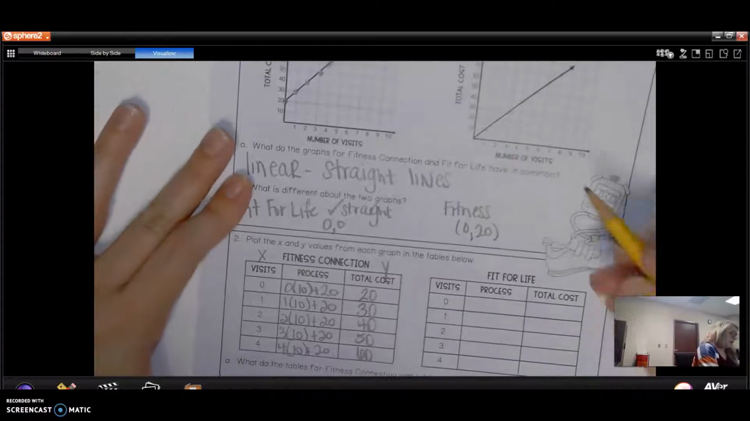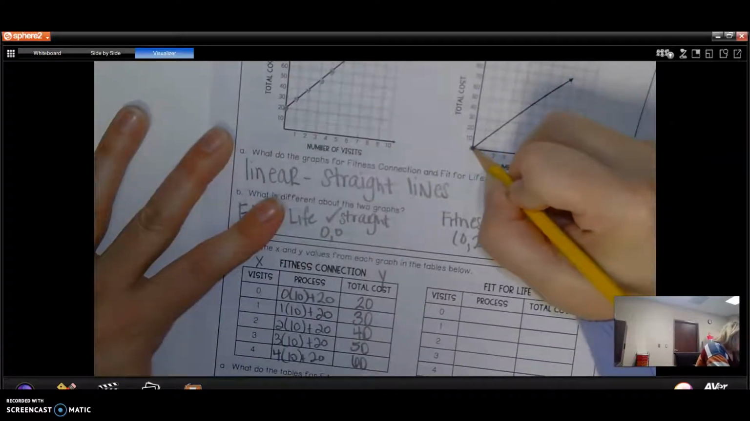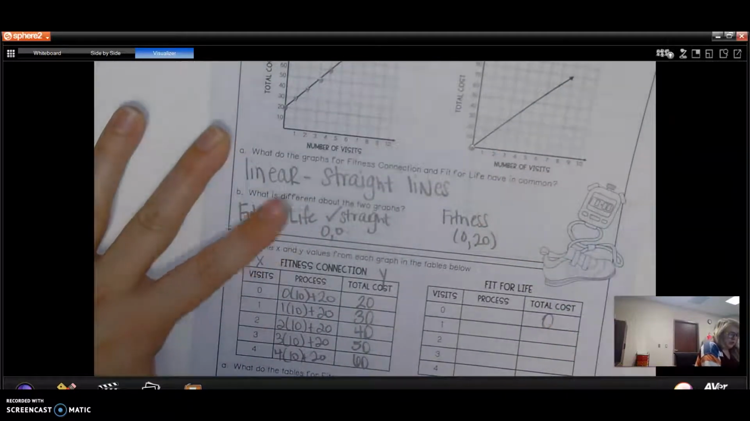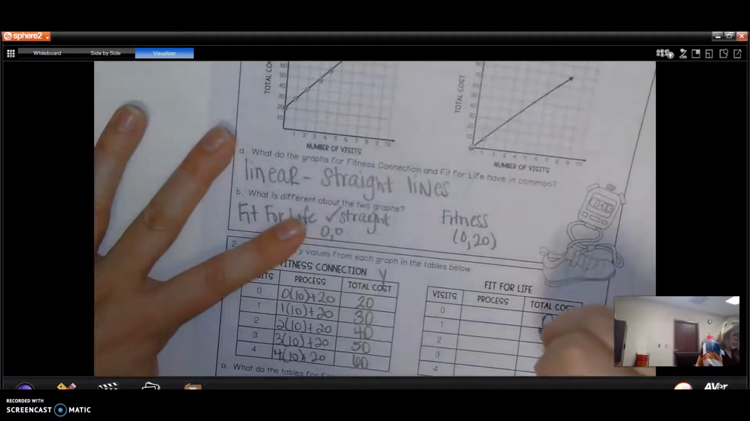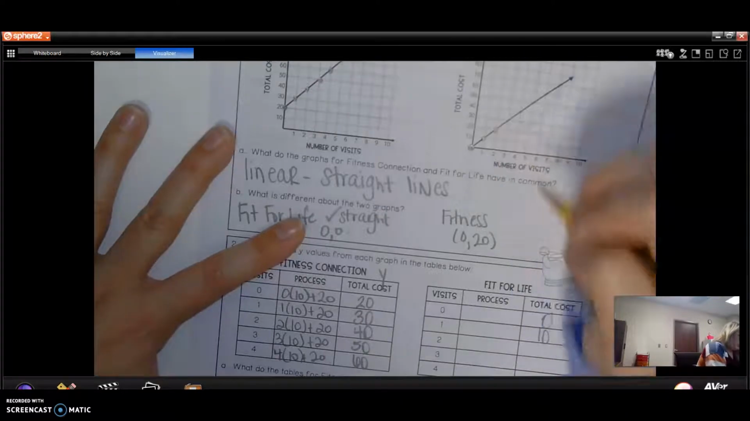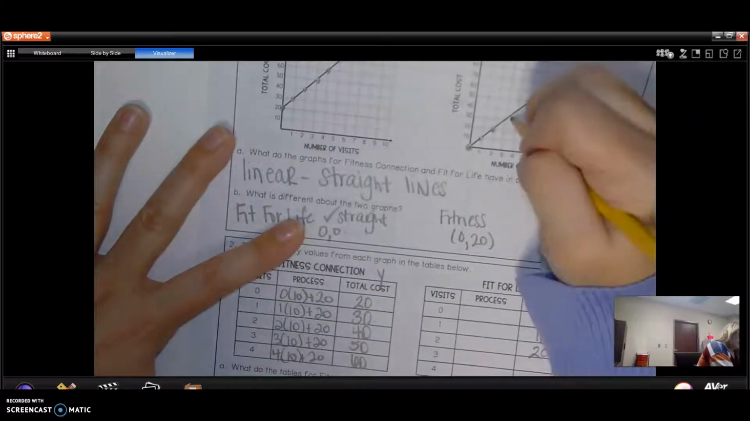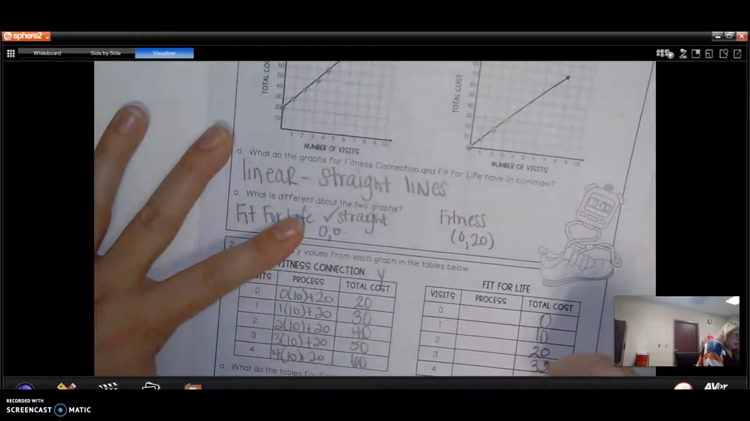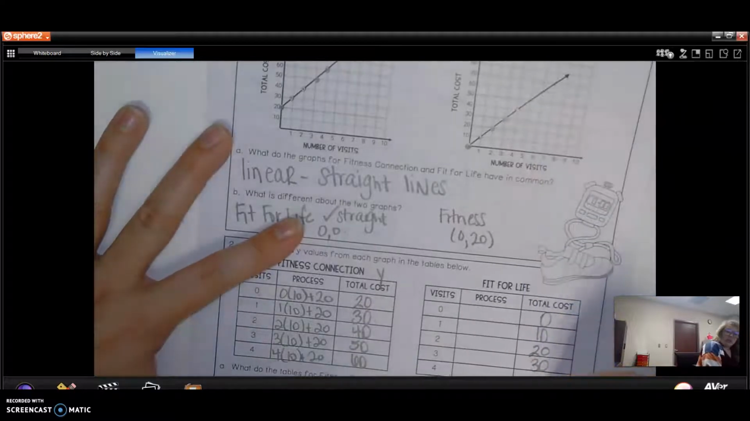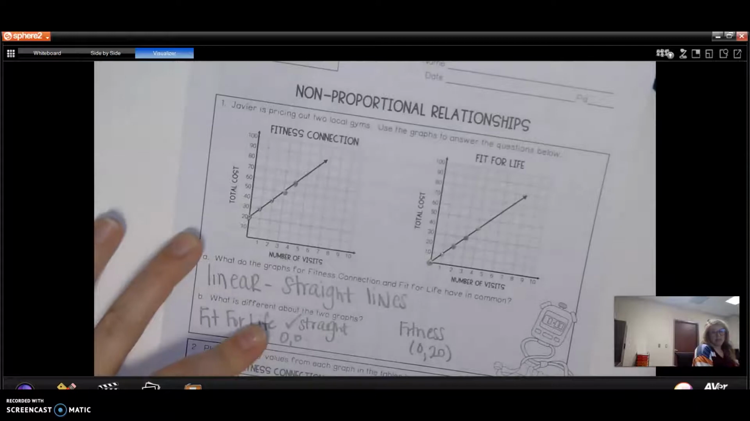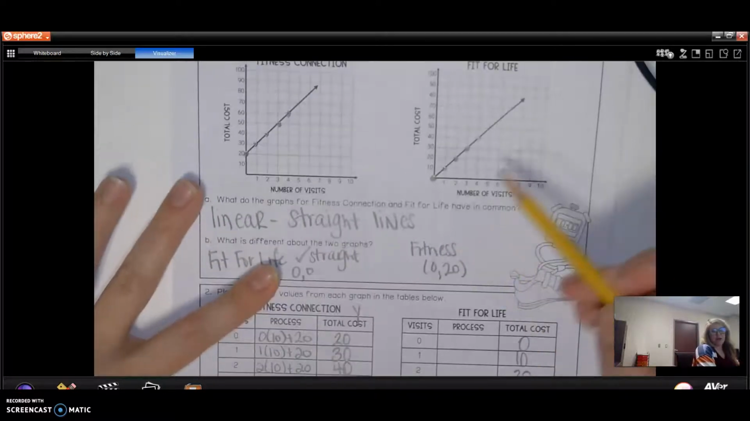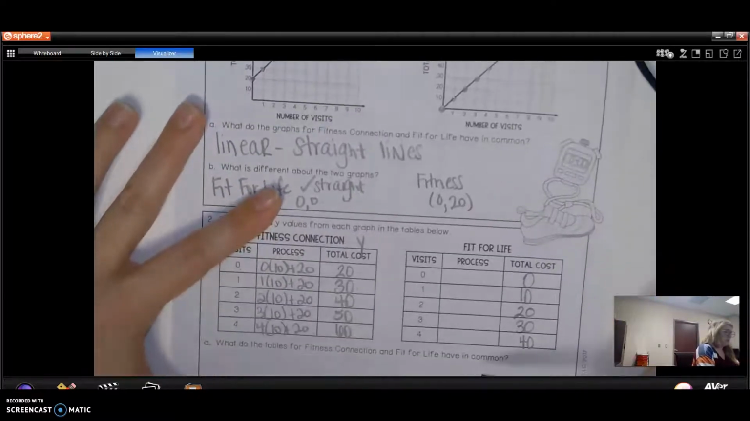Now over here, I have spent $0 if I have 0 visits. For 1 visit, it costs me 10. For 2 visits, it costs me 20. For 3 visits, it costs 30. And for 4 visits, it costs 40. Okay, and guys, I'm getting these values from my graph up here. That's where all that information is coming from.